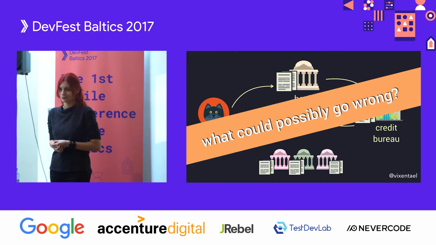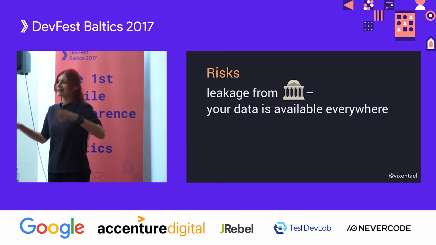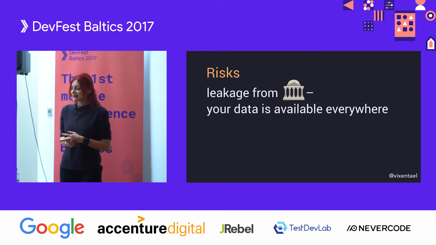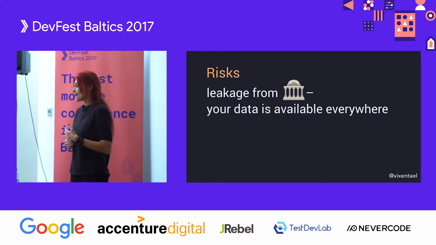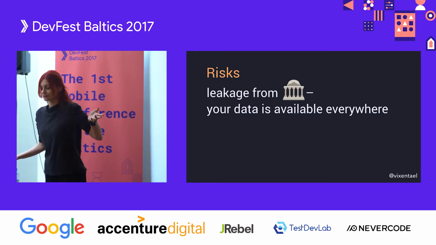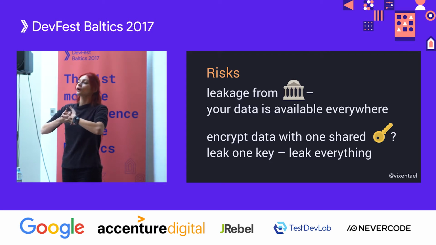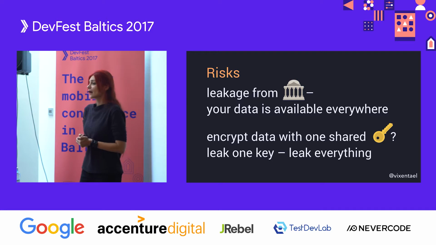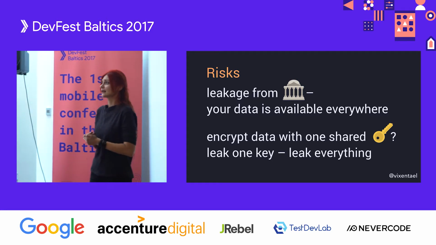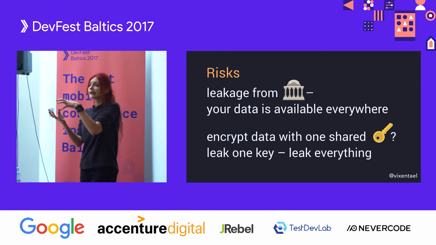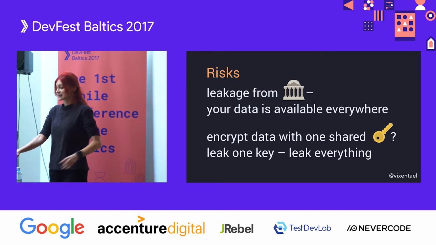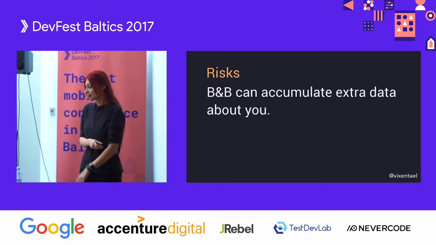What could possibly go wrong? Well, a lot. First of all, if or when a bank or the credit bureau is cracked, Mr. Cat's data is available everywhere. And of course, the credit bureau can encrypt the data, and usually credit bureaus do encrypt the data. However, they use simple symmetric encryption and store the key near the data, so when the key is leaked, data can be decrypted, and actually this simple encryption makes no sense.